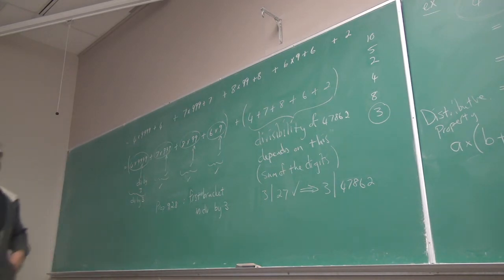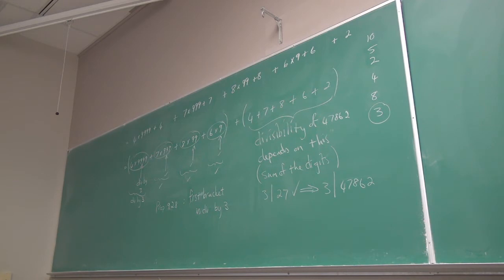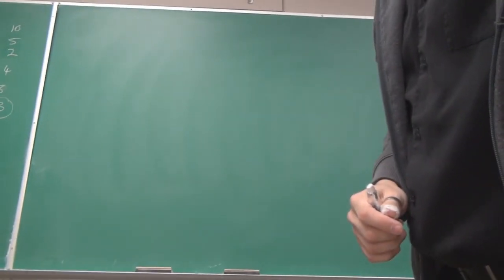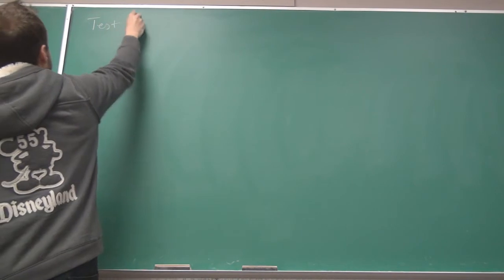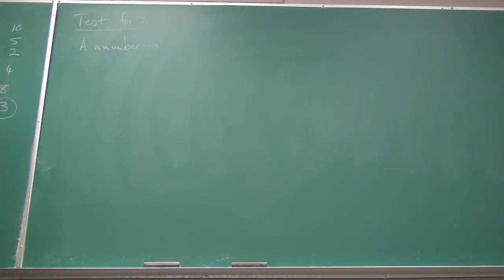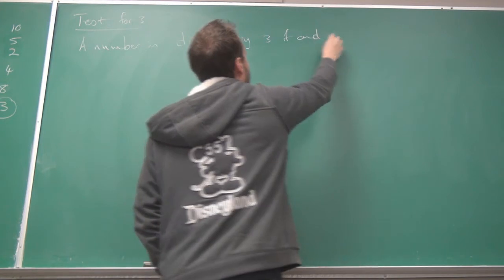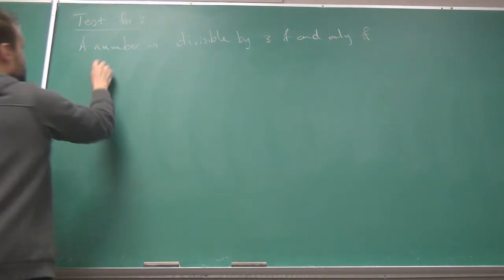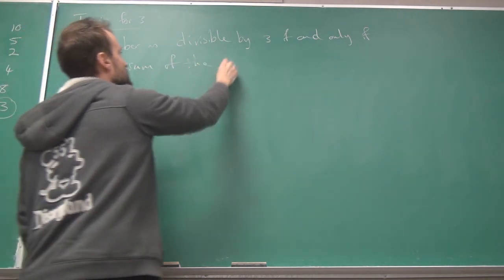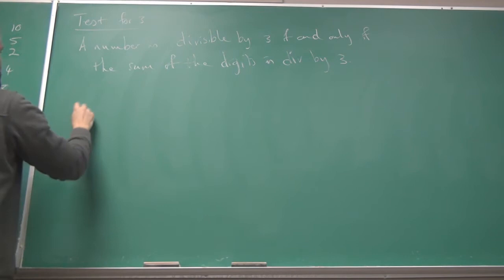So the test for 3 is going to be a little different, though underlying it is very similar. I just had to change some things to get numbers that 3 is happy with. The test for divisibility by 3 looks at the sum of all the digits in the number. Test for 3: a number is divisible by 3 if and only if the sum of the digits is divisible by 3.